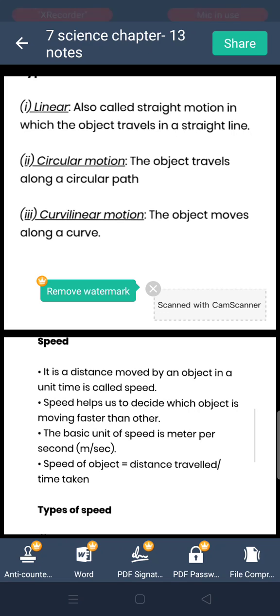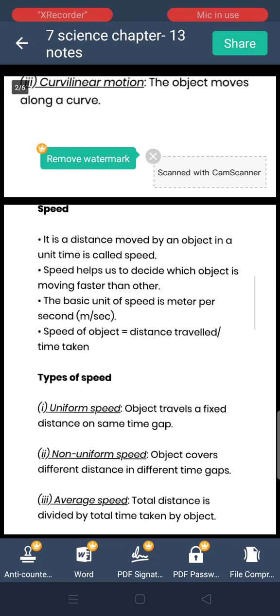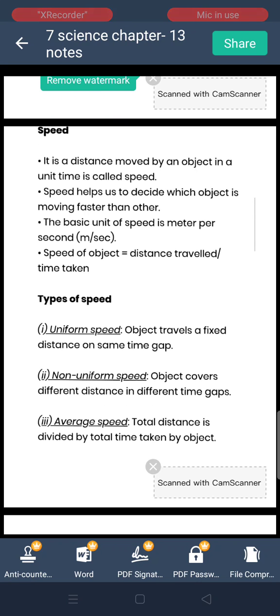The formula for speed is distance traveled upon time taken, or we can say s is equal to d upon t. Types of speed. Speed is of three types: uniform speed, non-uniform speed and average speed. Uniform speed, when an object travels a fixed distance on a same time gap, then it is showing the uniform speed, or it is moving with uniform speed.